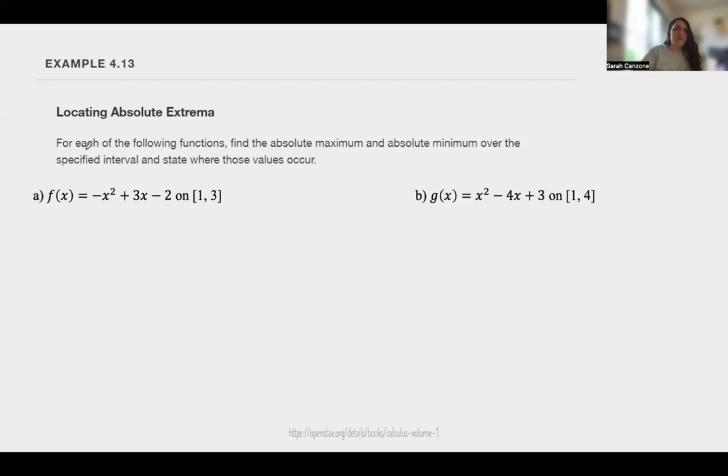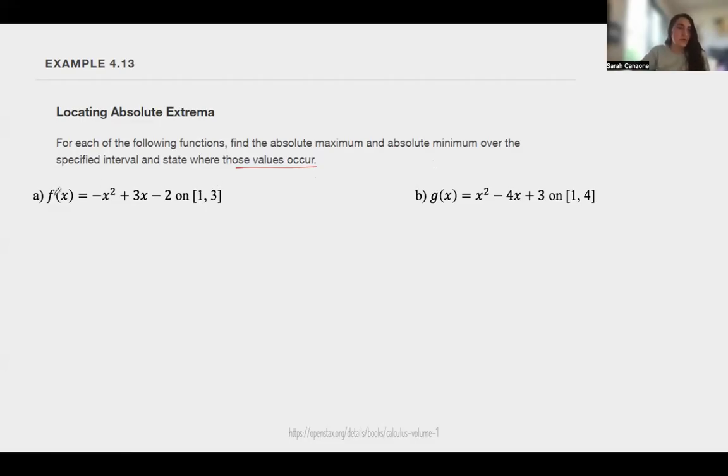So we have two examples. For each of the following functions, find the absolute maximum and absolute minimum over the specified interval and state where those values occur. Anytime you see a question where it says state where those values occur, this is specifically also if you were to see a homework question where it says find the values, the word values means y values. So it would tell you to find the x values if it wanted that. If it just says values, it's talking about the y.